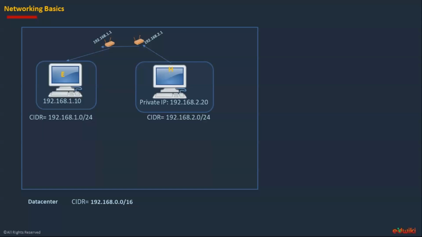Yes. When I'm planning my data center, IP addresses are /16, right? That /16 is anything in my data center. It could be a subnet, it could be an IP, it could be a gateway, it could be anything else. Anything in my data center should follow the /16 CIDR. In that /16, yes, we can make multiple subnets as well based on the requirements.